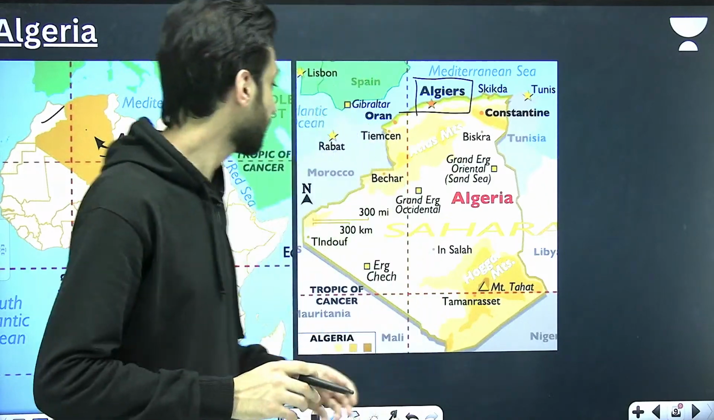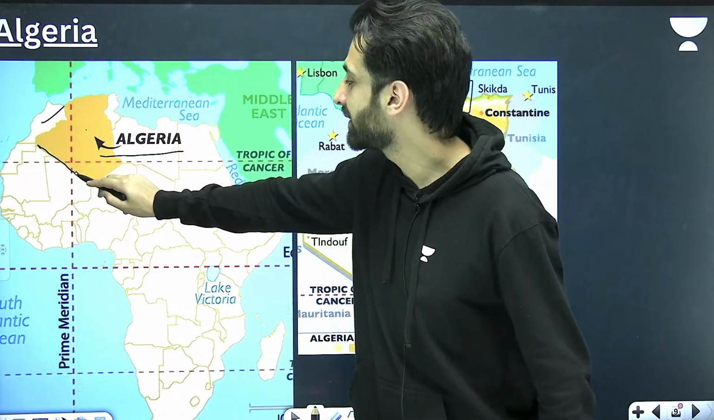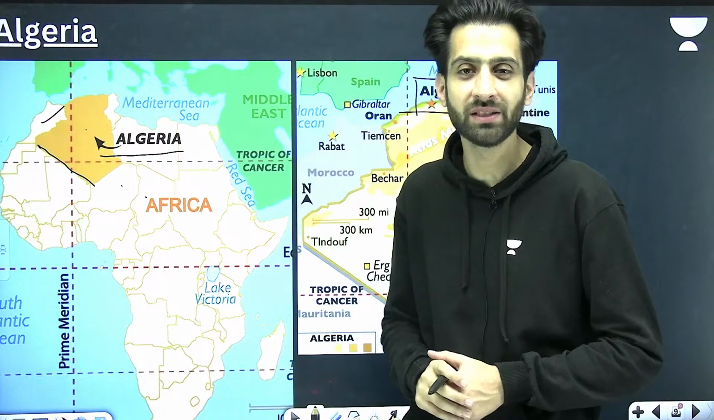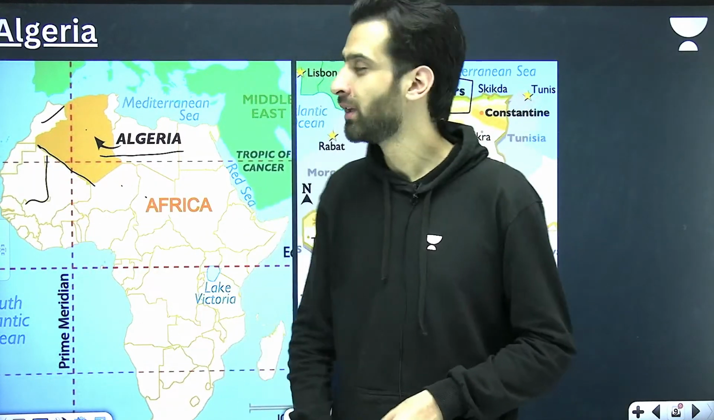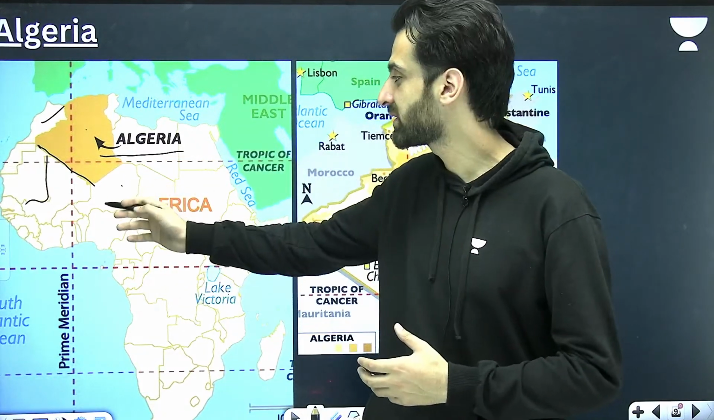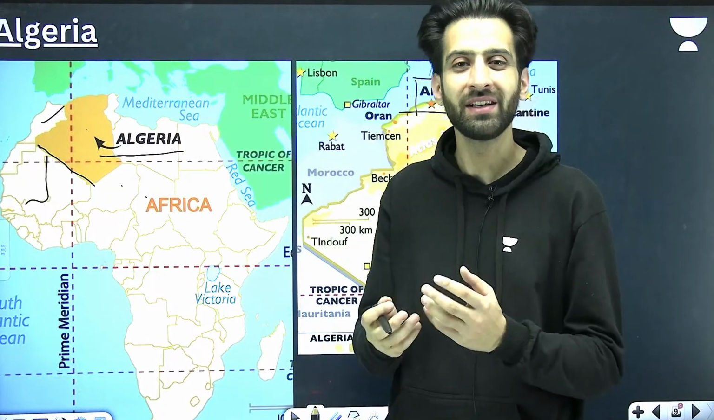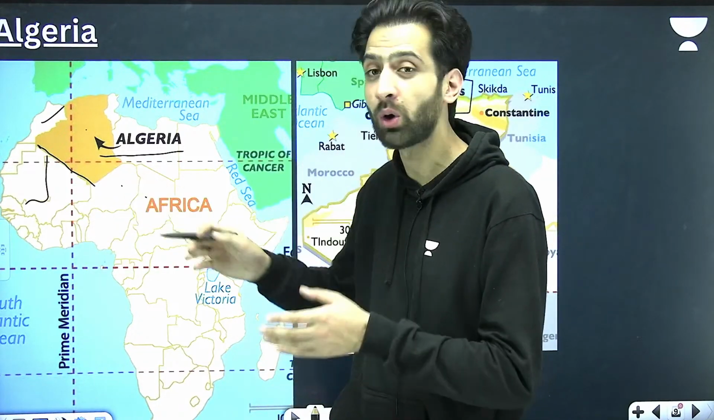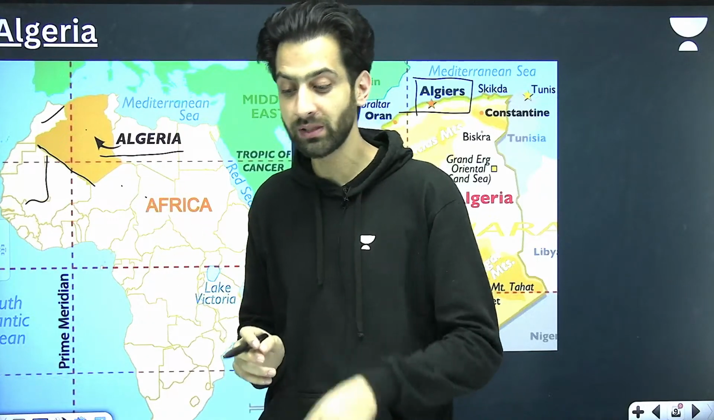If you look at this image, the borders in these areas are very straight. This is very unusual. You don't normally see such borders, with very straight lines drawn. Why is it so? Because when we study the physical map of this region, you will find that this area is normally a desert, and in a desert there is no need to fight for the land. That is why the borders are very straight. Clear?